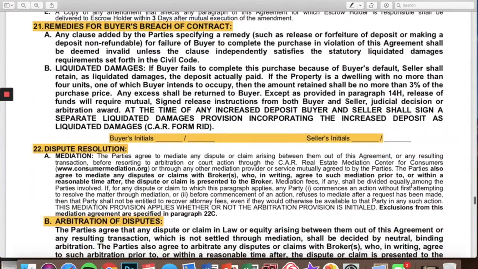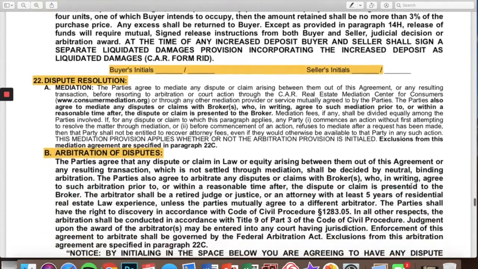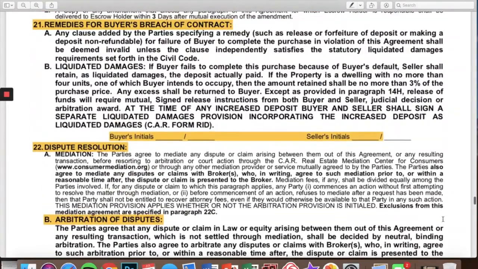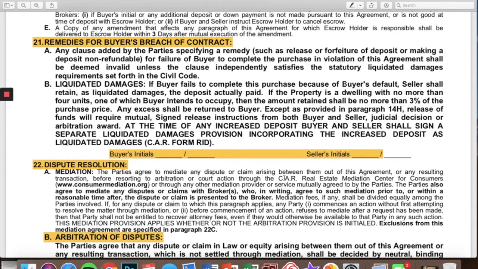So next we're going to go into remedies for buyer's breach of contract, dispute resolution, and arbitration of disputes. So this section, it's very important to note that if the buyer and seller don't both sign it, then it doesn't mean anything. So you have to get everybody's signature in order for this to be binding. And what this does is just describe what would happen in the event that somebody didn't follow the contract and how would things proceed from there.